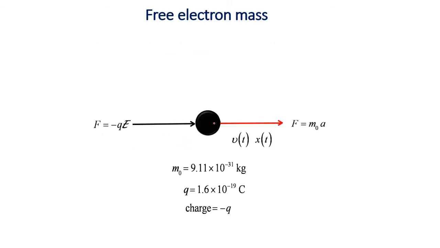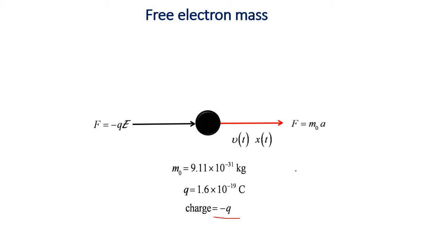So what is free electron mass? It is called the rest mass. That means the electron is in vacuum. Vacuum means there is nothing left, everything has been taken out. It's a vacuum, without anything. Okay. So the electron has charge minus q.